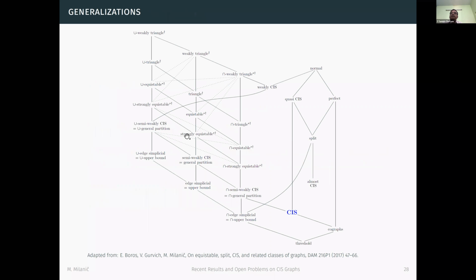And here is just a final slide, a hierarchy of graph classes around CIS graphs, many of which generalize CIS graphs. And there are many open questions still here to understand the relationships between them. Every dotted line is an open question. And also recognition complexity is open for almost all of these. Some of these classes are hereditary, but most of them are not.